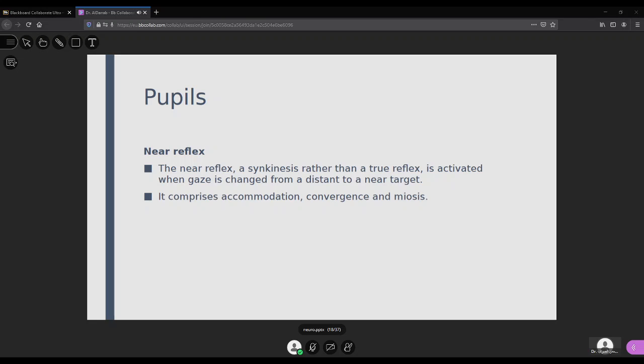Now another reflex, which is the near reflex. The near reflex, a synkinesis rather than a true reflex, is activated by what? Accommodation. It comprises three things: accommodation, convergence, and miosis.